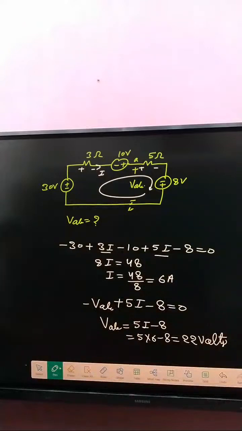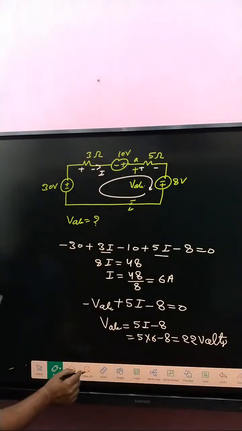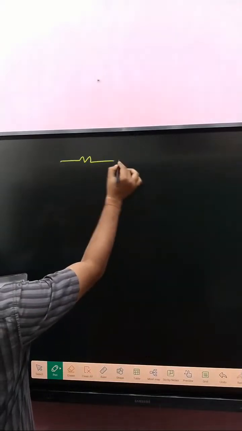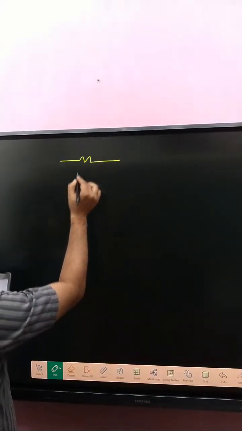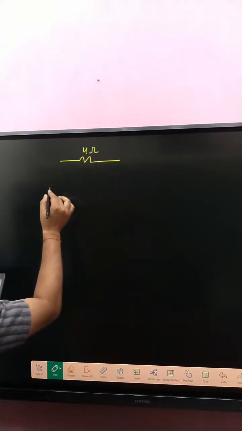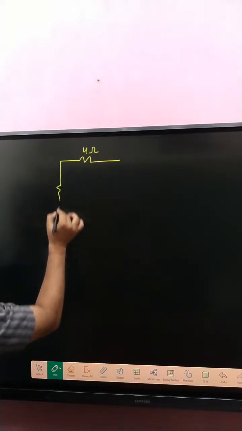Now next problem. I hope that one is clear. So now next problem, a resistance like that one, that is 4 ohm, and here that is 6 ohm.